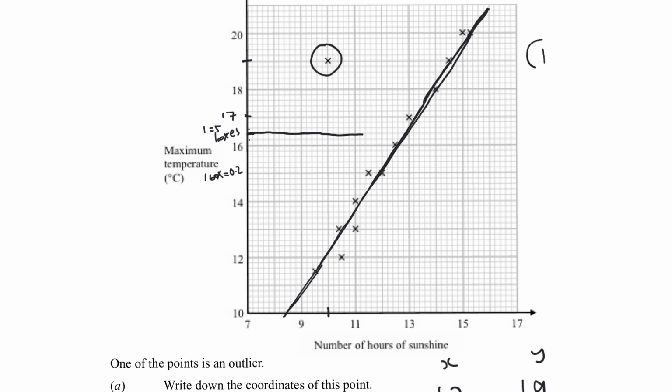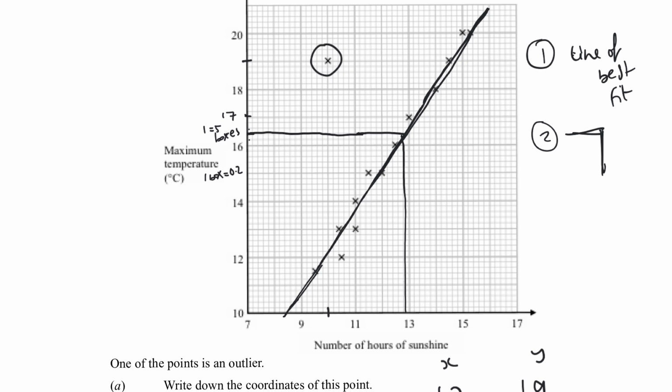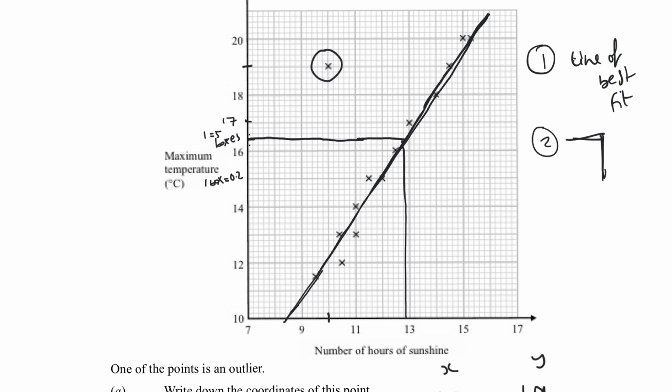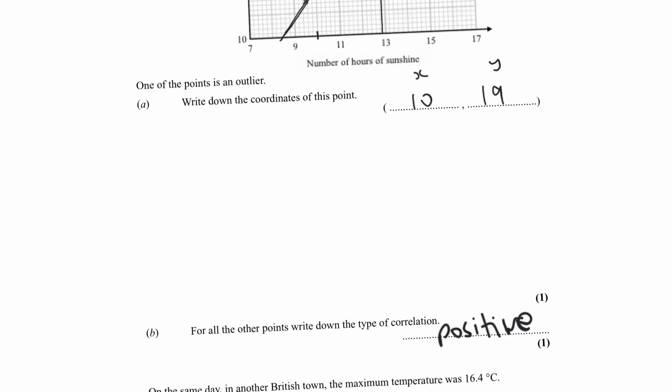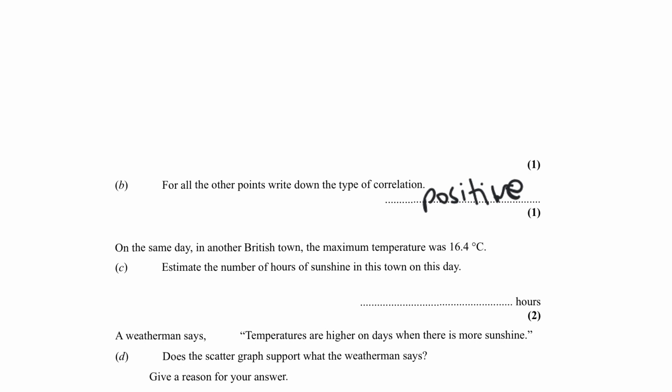So you get 1 mark from your line of best fit, and your other mark is when you go down and across or up and across. In this case we're going across and then down. So as we go down, that is giving me about, hold on, let me draw this. About 12.9. So I would say about 12.9 hours of sunshine in a day.